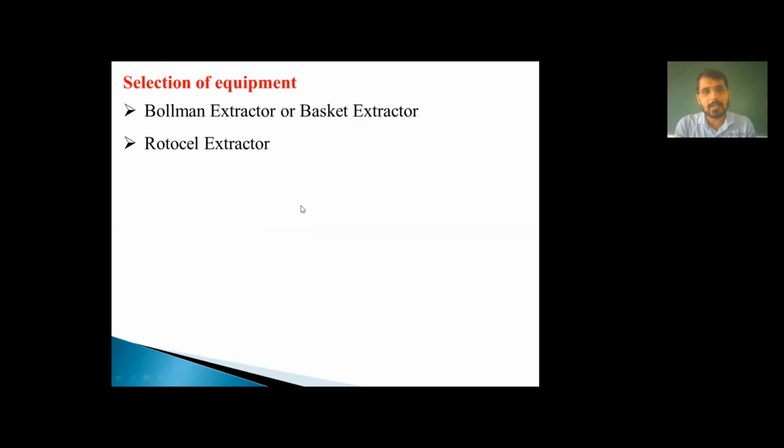And these are the equipments for that: Bollman extractor or basket extractor. After that, rotocel extractor.